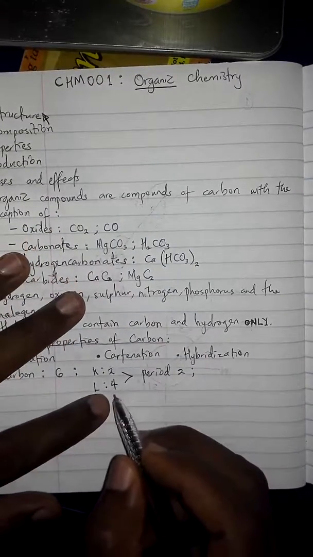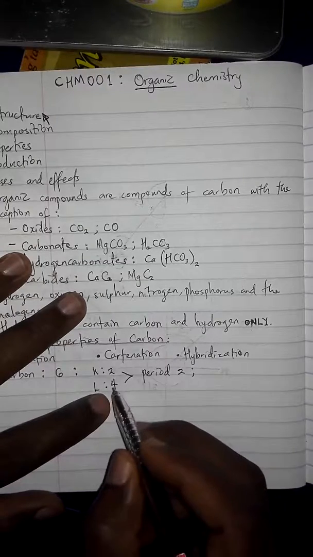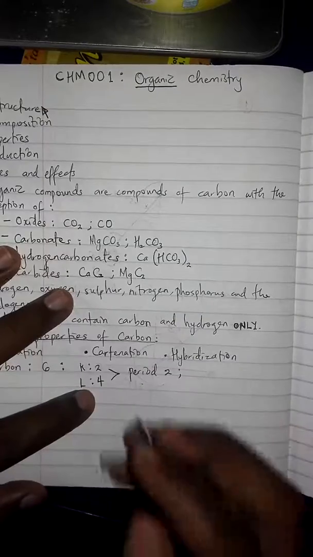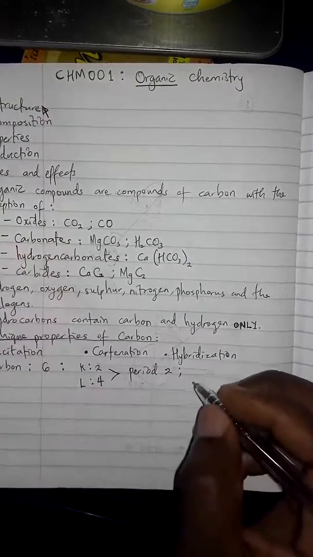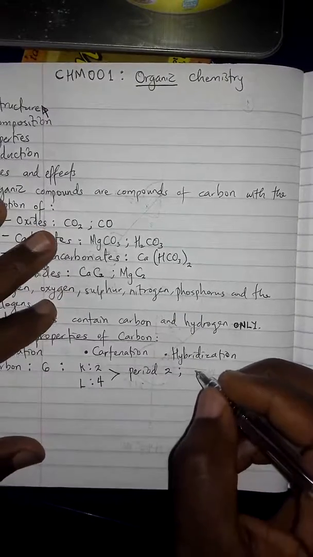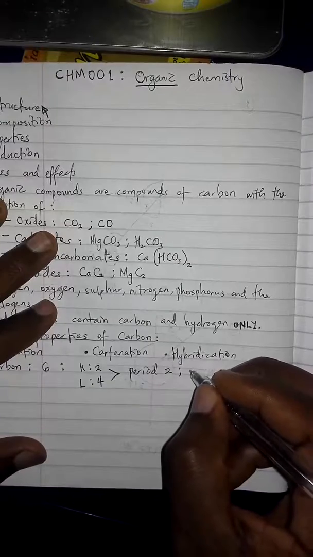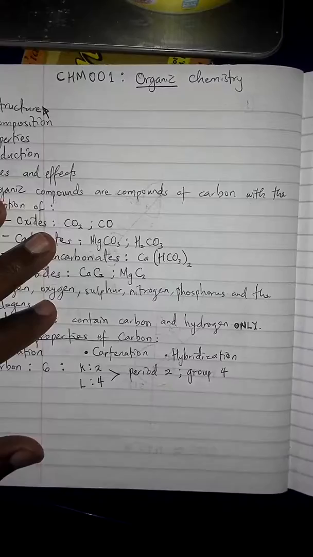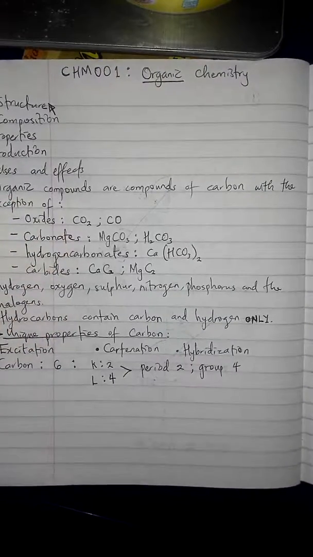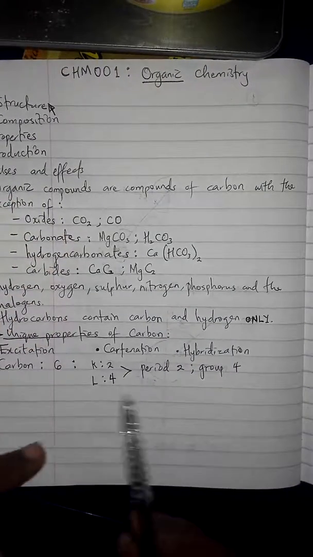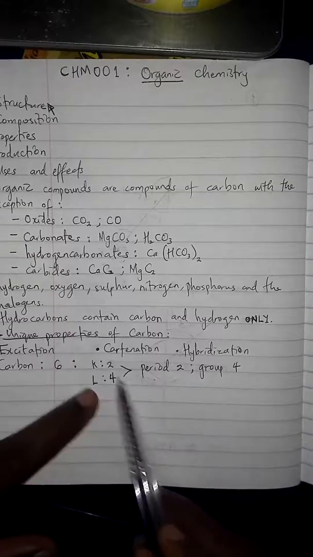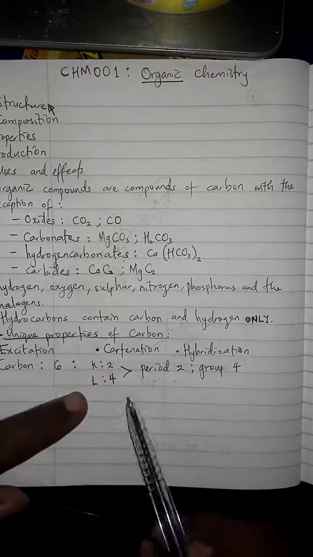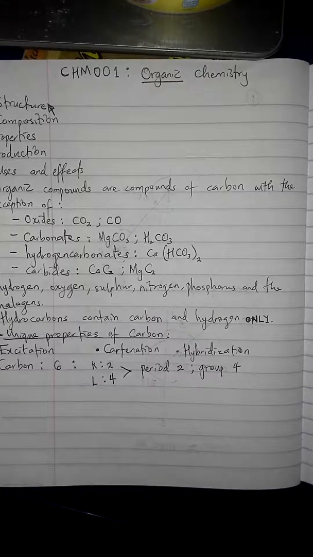The group usually corresponds to the number of valence electrons, that is, unpaired electrons. We're going to see all of that as we proceed. So it is in group 4, period 2. You get to see why we're doing all of this as we proceed. So this is its electronic configuration in terms of the shells, that is, how many electrons are contained in each shell.